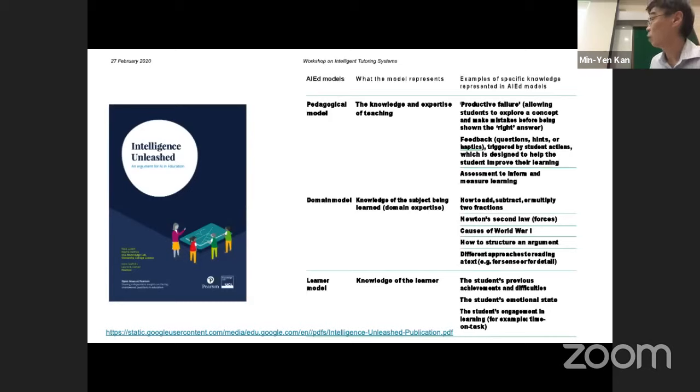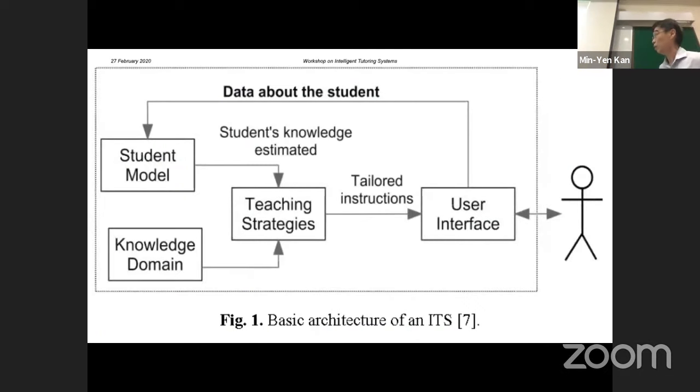So this is a table from the report Intelligence Unleashed. It shows that in an ITS, there are these different models. We have a pedagogical model, domain model, and a learner model. Maybe I'll come back to this slide later. Let me move on. So these are the components of an intelligent tutoring system. Just now we talked about the learner model, right? So we have some component that helps build this student model. And then you also have the knowledge domain, the domain model. This is, I think, the curriculum map that the CPD colleagues talked to us about in an earlier meeting. How do you map the curriculum? What's the sequencing?